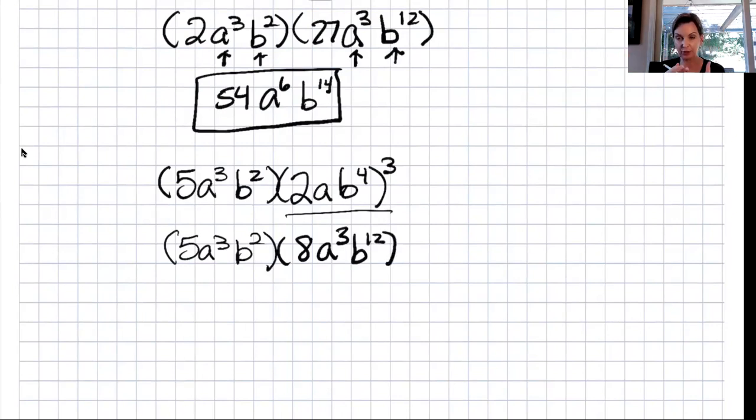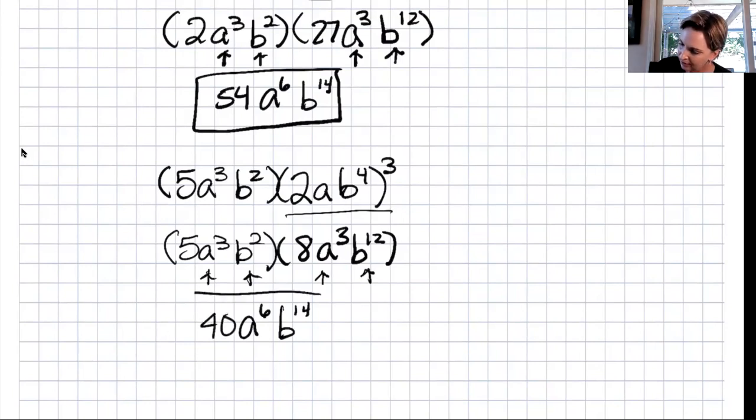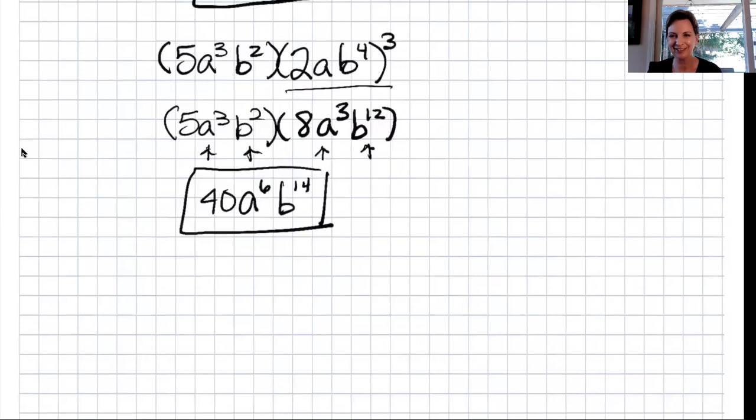Okay, now we're just going to combine those two. We're multiplying them, so that means we add the exponents. We have an a cubed and an a cubed. We're multiplying those two, so we add the exponents, and we get a to the 6th. Then a b squared and a b to the 12th, that would be a b to the 14th. And then the numerical parts, we just multiply like we normally would. So that's 5 times 8, 40. Okay, did you get 40 a to the 6th b to the 14th? I bet you did.